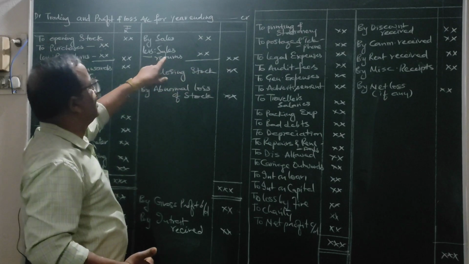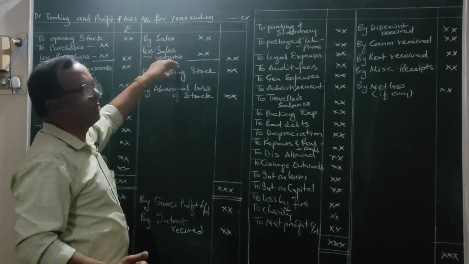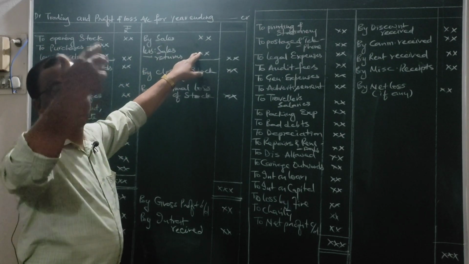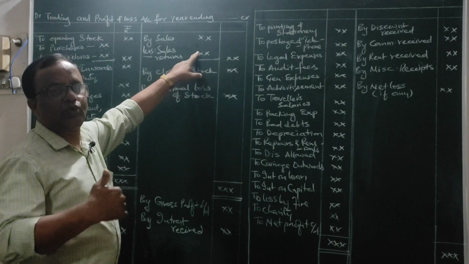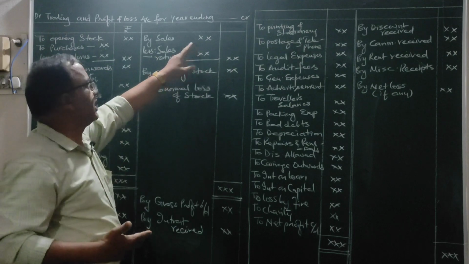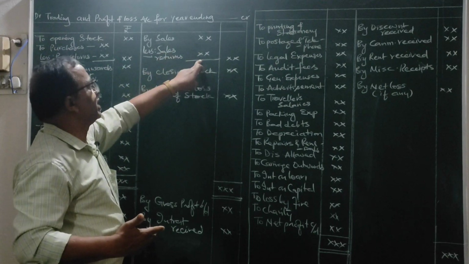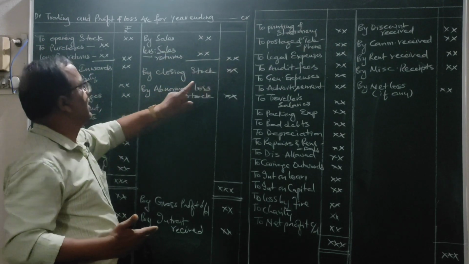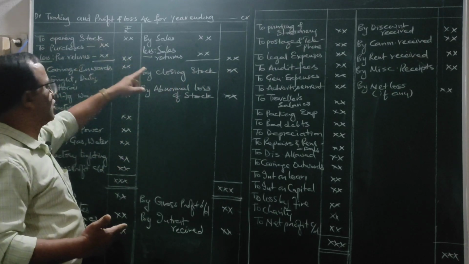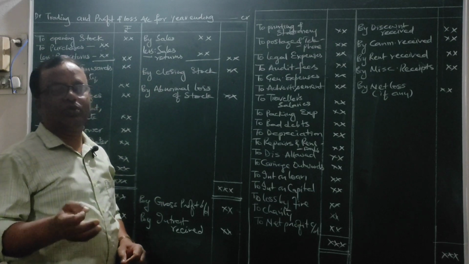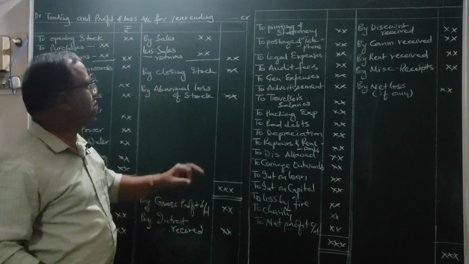Then again, less sales returns. That means if the goods which you have sold previously are returned back to you by the customer, they are sales returns, so you will be deducting them from this so that you get the net sales. Then again, by closing stock. Closing stock is nothing but the opposite of opening stock. Closing stock means the stock of goods left over at the end of the year.